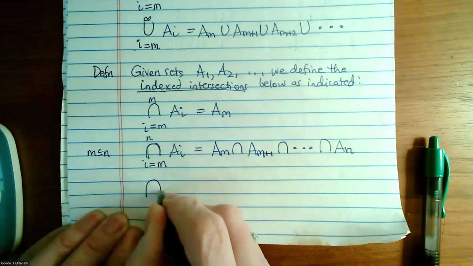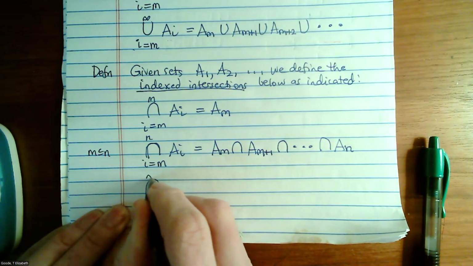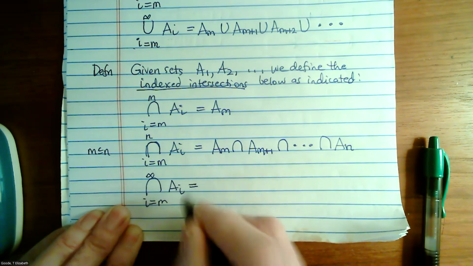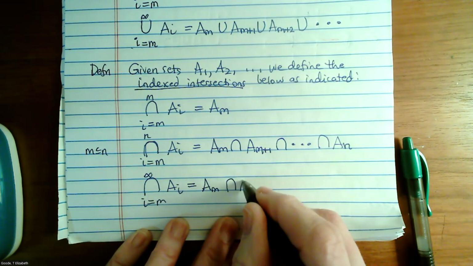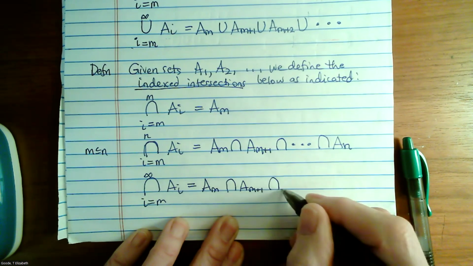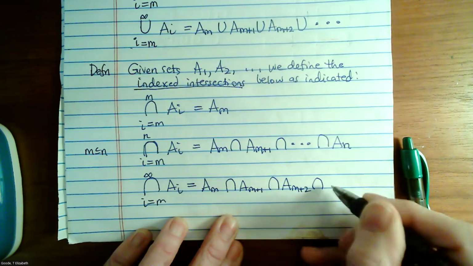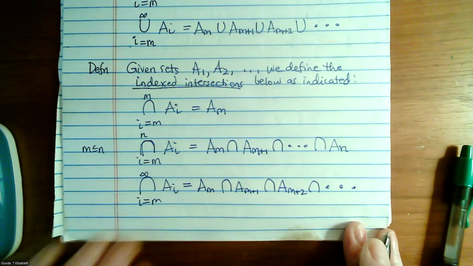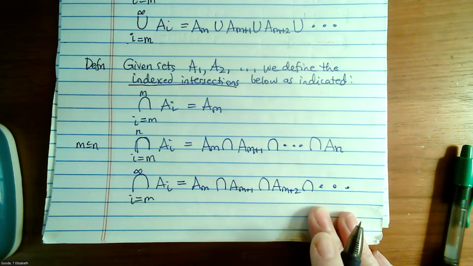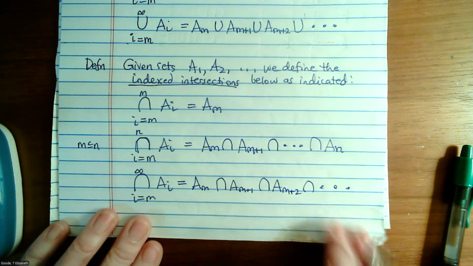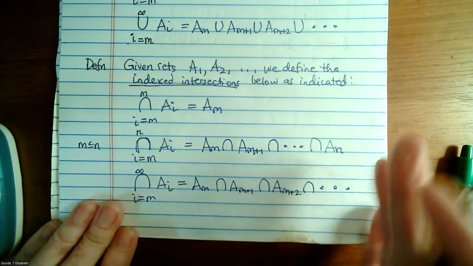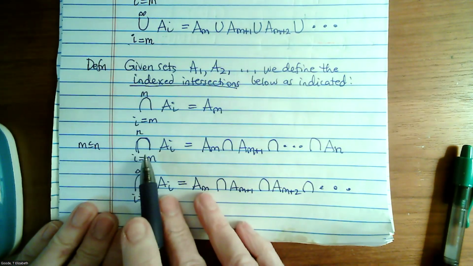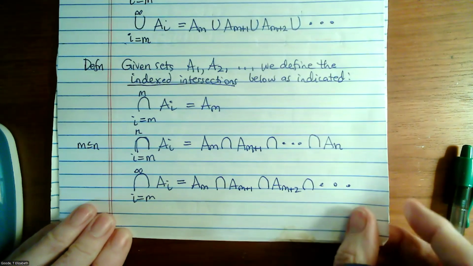And then the intersection from I equals M to infinity of the A sub I is, of course, an infinite intersection where we start with M. So it's A sub M, intersect A sub M plus 1, just keep on going, A sub M plus 2, until you've shown enough of the pattern to indicate, hey, it just keeps on going the way you think it should. So this notation should seem fairly natural, considering the fact that we've seen indexed products and summations. And since we've also seen union and intersection symbols, this should come fairly naturally.